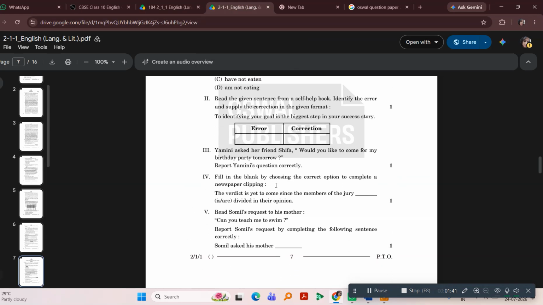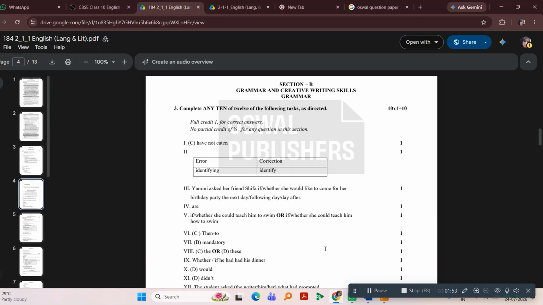Now the fourth question is: fill in the blank by choosing the correct option to complete a newspaper clipping. The verdict is yet to come since the members of the jury, it should be are divided in opinion, because the members is supposed to be plural.